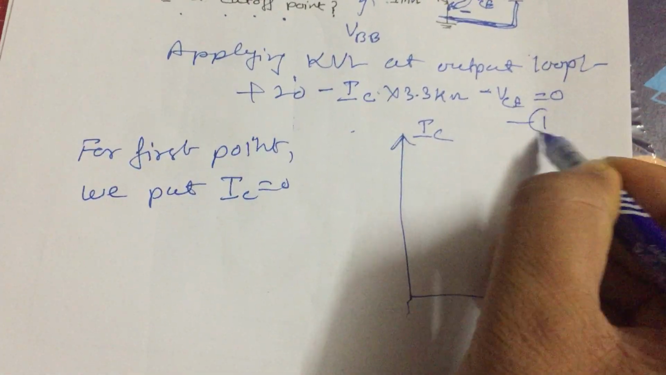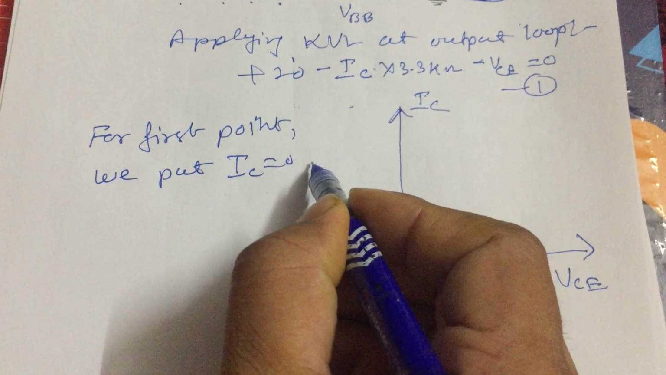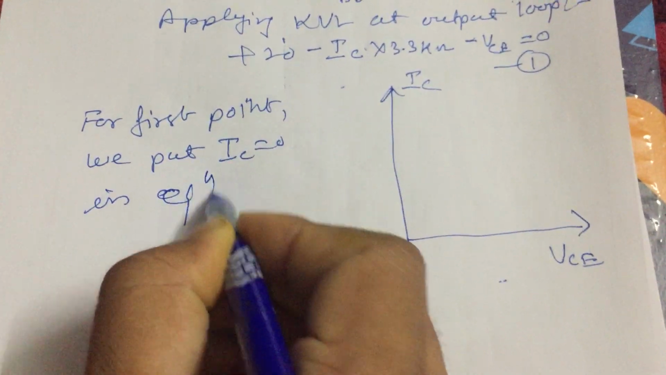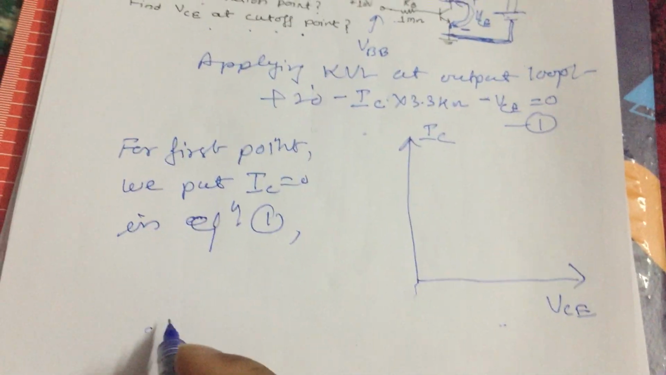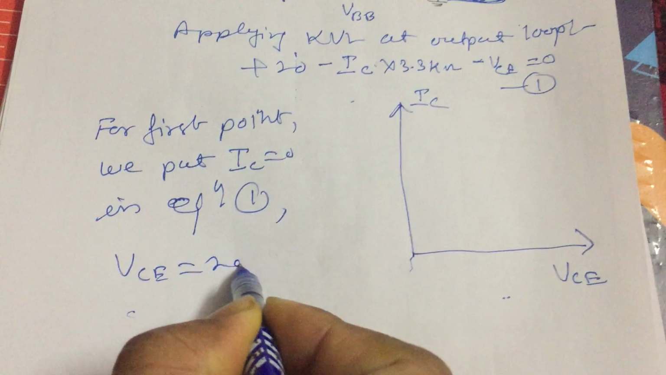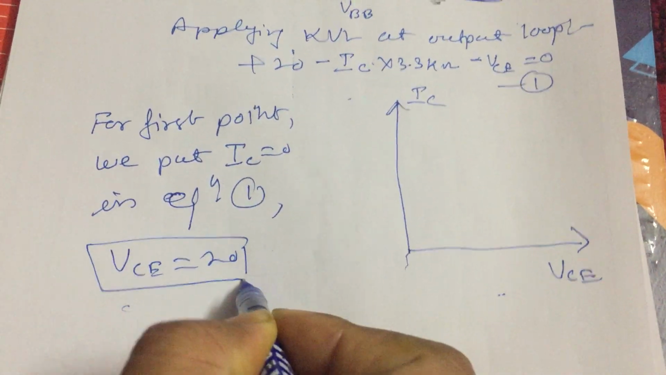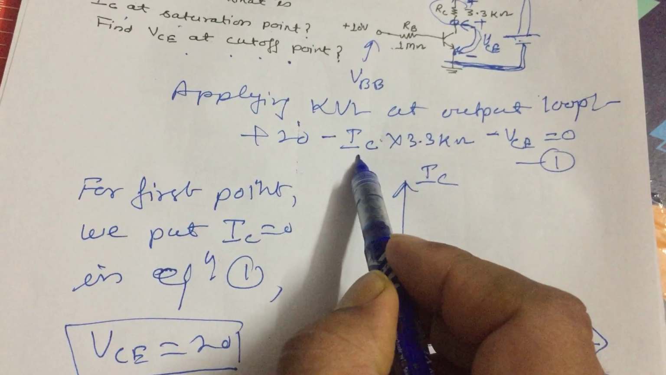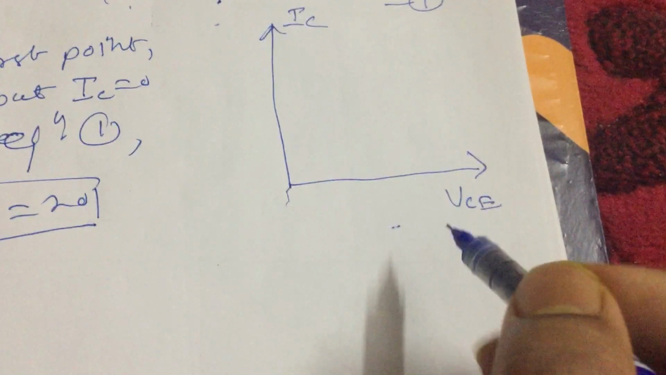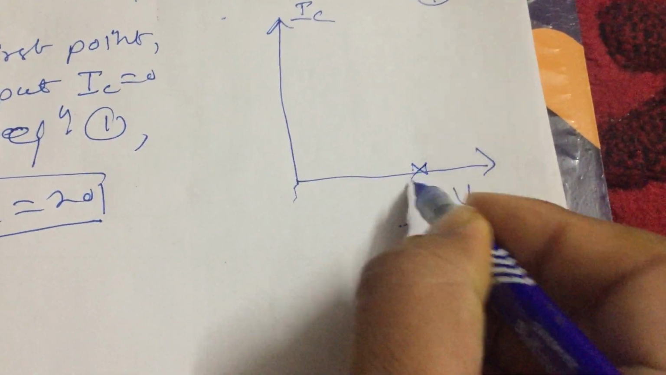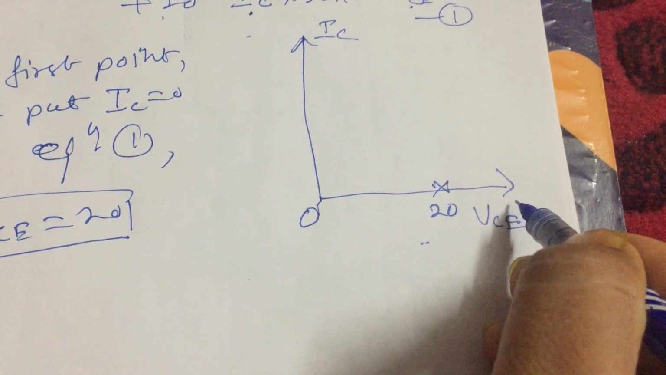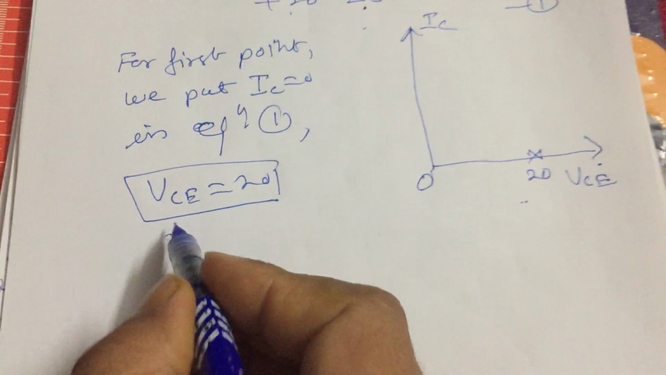Suppose this is equation number 1. In equation 1, what will we get? We get VCE equal to 20 volt. Put IC 0. Then VCE is equal to 20. So we get somewhere here 20 volt. For example, somewhere here is 20 volt. This is VCC.